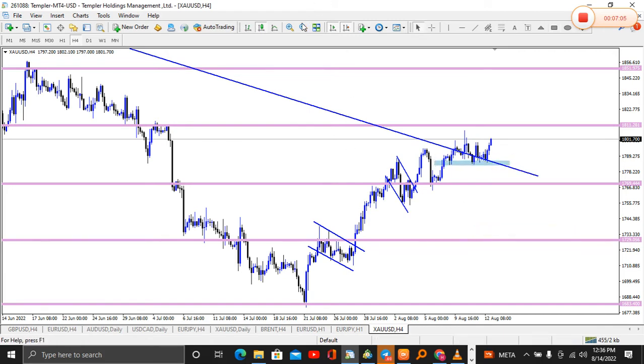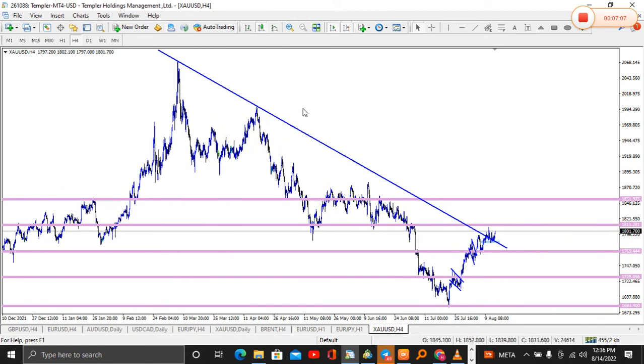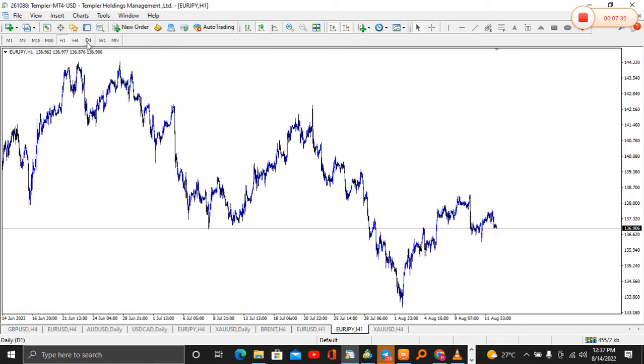Okay, let's head now to the next pair. For gold, we have confirmed that we are in a falling channel. Now this falling channel indicates buying opportunities because it was broken and retested. Now we are looking for buying opportunities. We can't look for selling opportunities. The next pair is EUR/JPY.